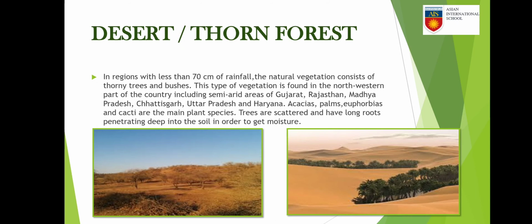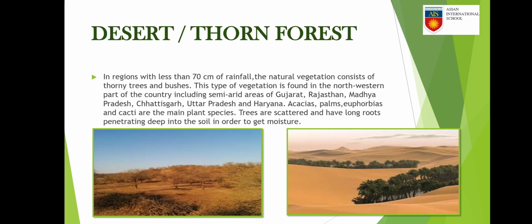Desert or thorn forest. In regions with less than 70 cm of rainfall, the natural vegetation consists of thorny trees and bushes. This type of vegetation is found in the northwestern part of the country, including semi-arid areas of Gujarat, Rajasthan, Madhya Pradesh, Chhattisgarh, Uttar Pradesh, and Haryana. Acacias, palms, euphorbias, and cacti are the main plant species.